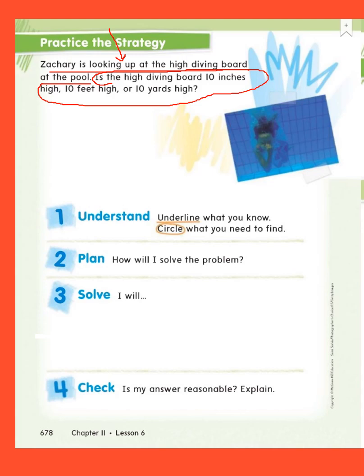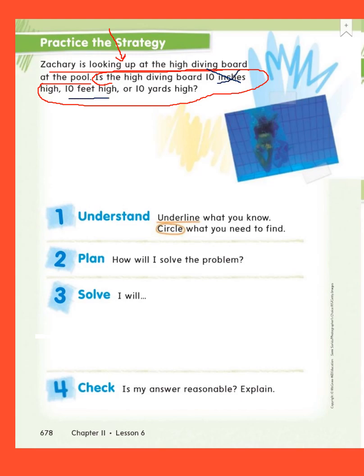We've underlined and circled. Now we've got a plan how we will solve it. Well, Zach is looking up at the high diving board at the pool. So Zach is probably just a regular person of average height. So maybe he's your height, or maybe he's my height, somewhere in there. If he's looking up, he can't really look up if it's only 10 inches high. That doesn't make any sense because 10 inches is so short. That's shorter than your notebook. It's shorter than a Chromebook. So 10 inches doesn't make sense.